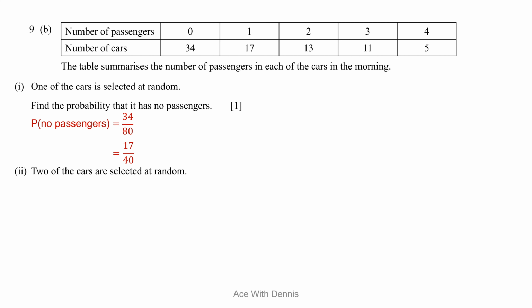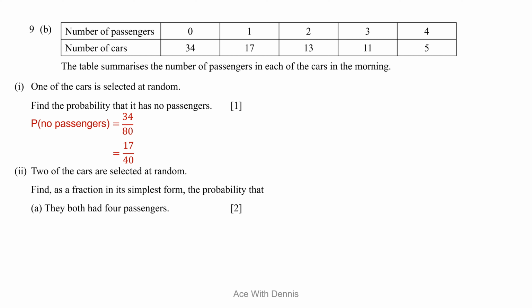Part 2. Two of the cars are selected at random. Find, as a fraction in its simplest form, the probability that A. They both had 4 passengers. 2 marks. So to find the probability that both had 4 passengers, this is a without replacement case.